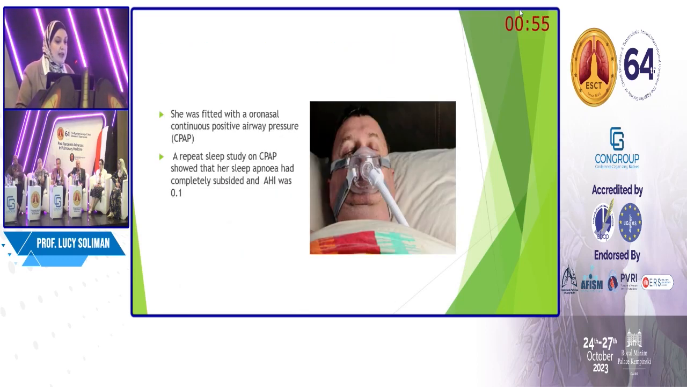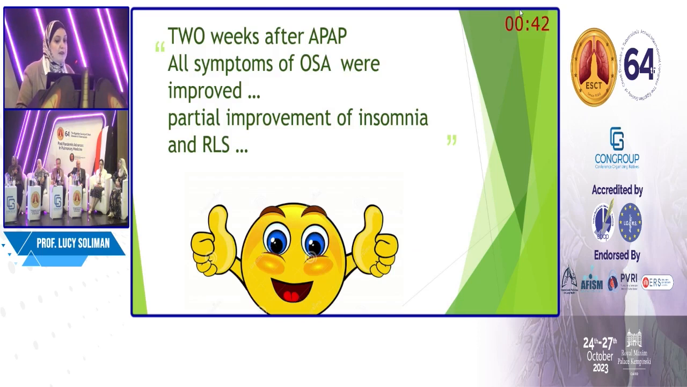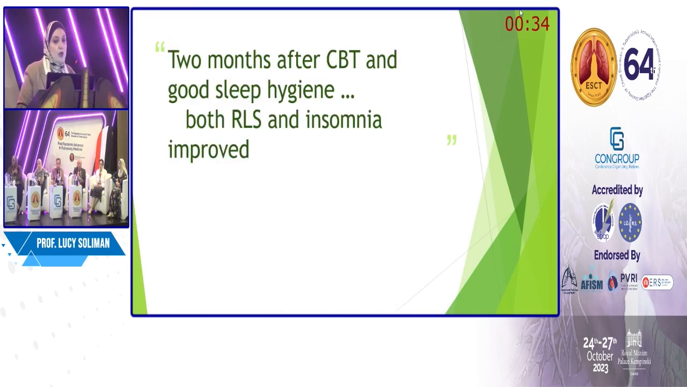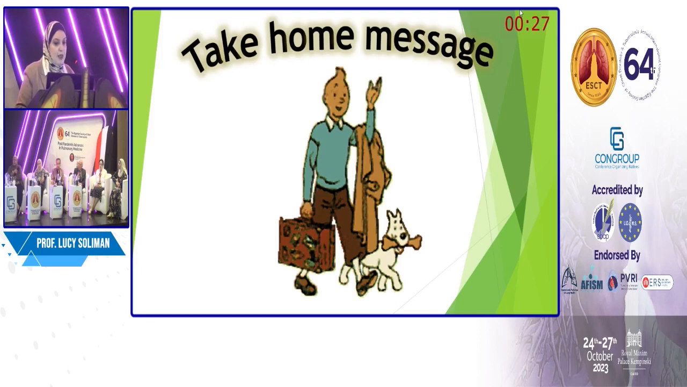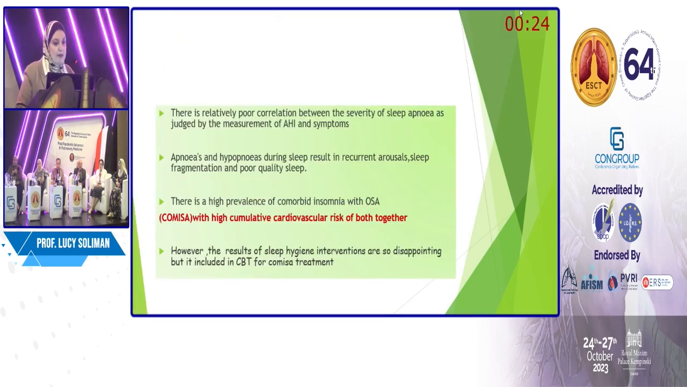As for our case, it was treated with oronasal CPAP therapy, and we repeated the study after titration for the sleep apnea. We found that the patient's apnea-hypopnea index went down to 0.1, completely improved. Two weeks later, most of the OSA symptoms had disappeared, with partial improvement for insomnia and restless leg syndrome. Two months after cognitive and behavioral therapy and good sleep hygiene, the patient was about 70% improved. The last point, our take-home message: there is a relatively poor correlation between severity of sleep apnea and measurement of the apnea-hypopnea index.